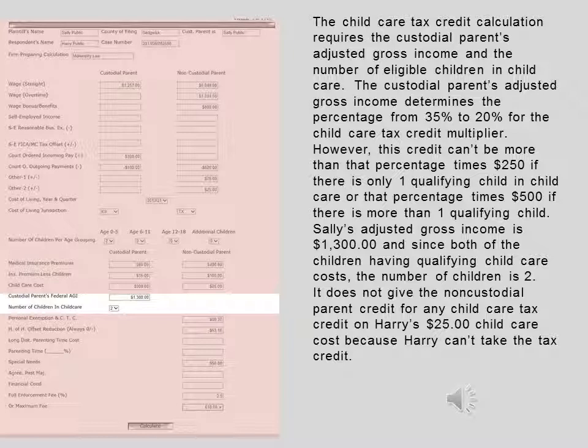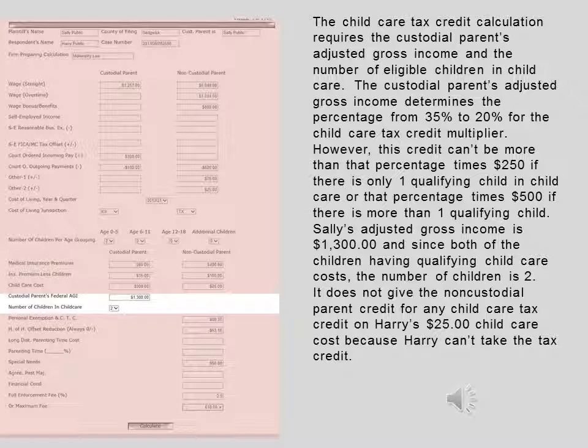The child care tax credit calculation requires the custodial parent's adjusted gross income and the number of eligible children in child care. The custodial parent's adjusted gross income determines the percentage from 35% to 20% for the child care tax credit multiplier. However, this credit can't be more than the percentage times $250 if there is only one qualifying child in child care, or that percentage times 500 if there is more than one qualifying child.